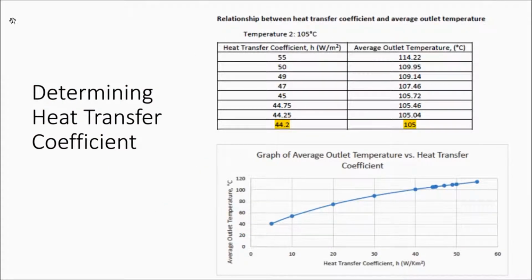Determine the heat transfer coefficient. As you can see from the graph, the average heat transfer coefficient increases as the average outlet temperature increases as well. This is affected by the thickness and the thermal conductivity of the medium. So a larger heat transfer coefficient contributes to an easier heat transfer.